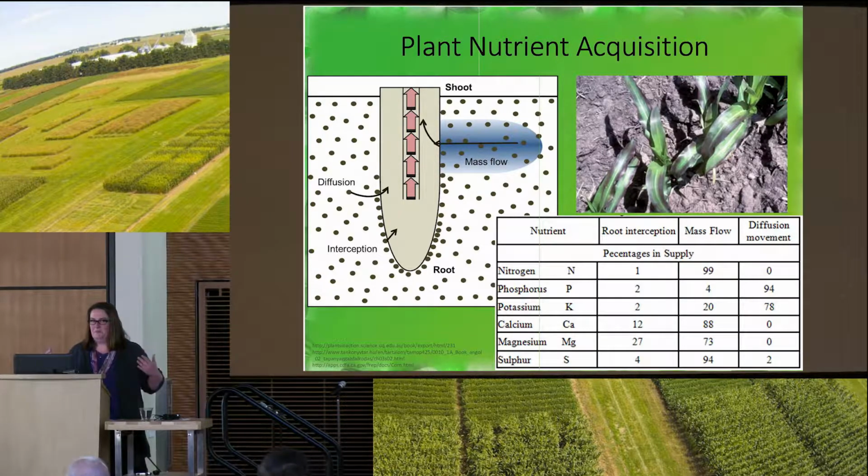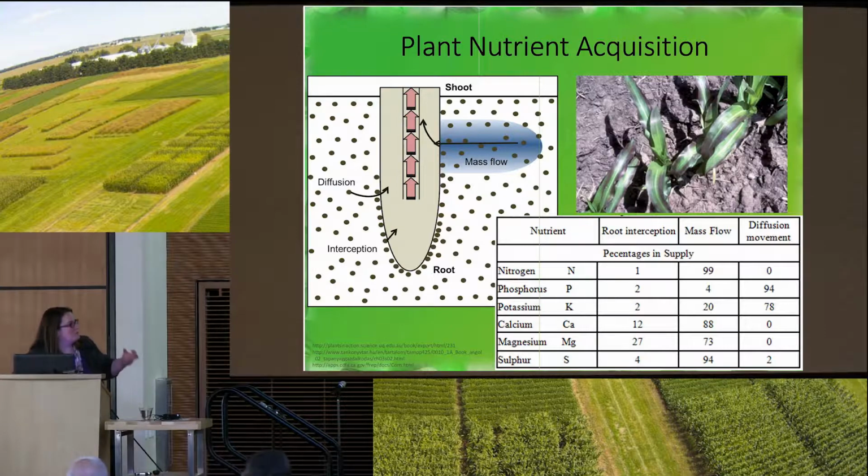All right, liven up. So that diffusion, those nutrients are only moving a very small amount. What that means, again, is that root system has to be there. It has to be healthy. It has to almost come in contact or come darn near those nutrients in order to take them up.